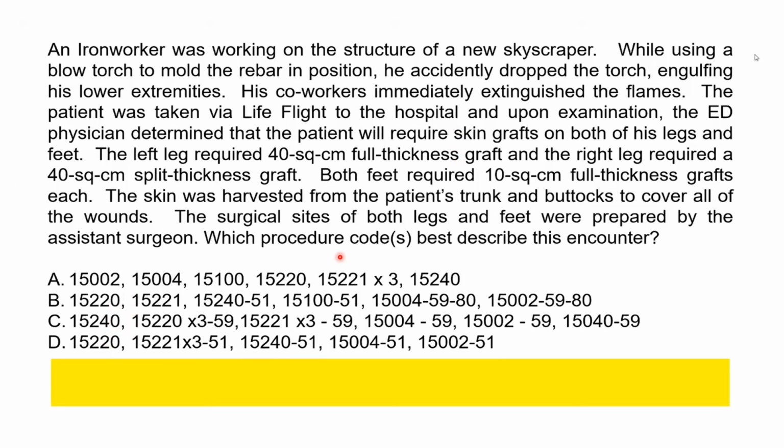Now here in this particular case, what has happened is there is a full thickness graft and a split thickness graft, but they are autografts because the patient's own skin was taken from his trunk. So we have many clues: full thickness graft is there, split thickness graft is there, autograft. We will take all this information, and again the area that has been covered: on one leg it is 40, the other leg is 40, and the feet are 10 each. So we have enough data to zero down our answer.